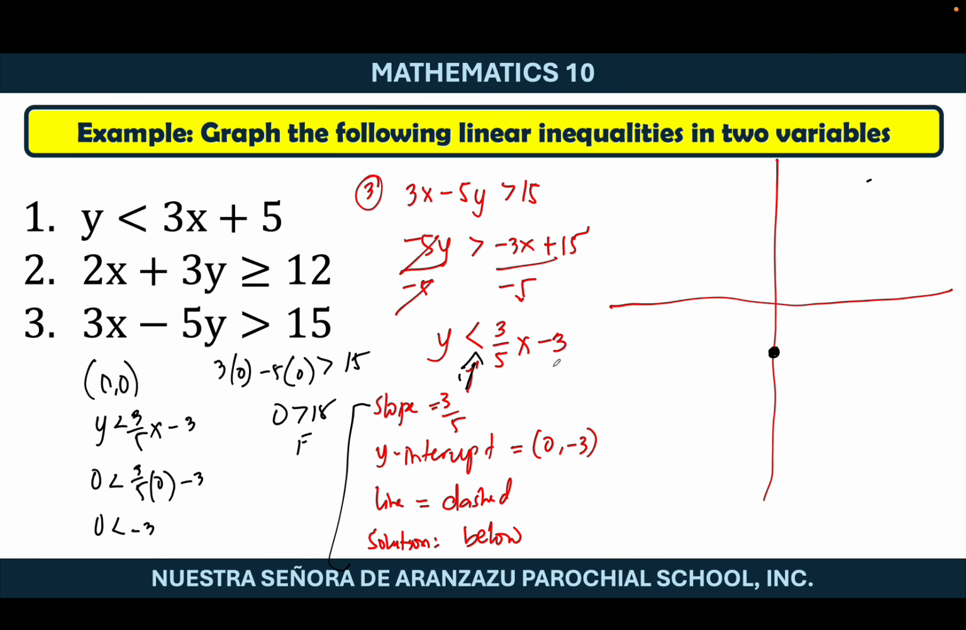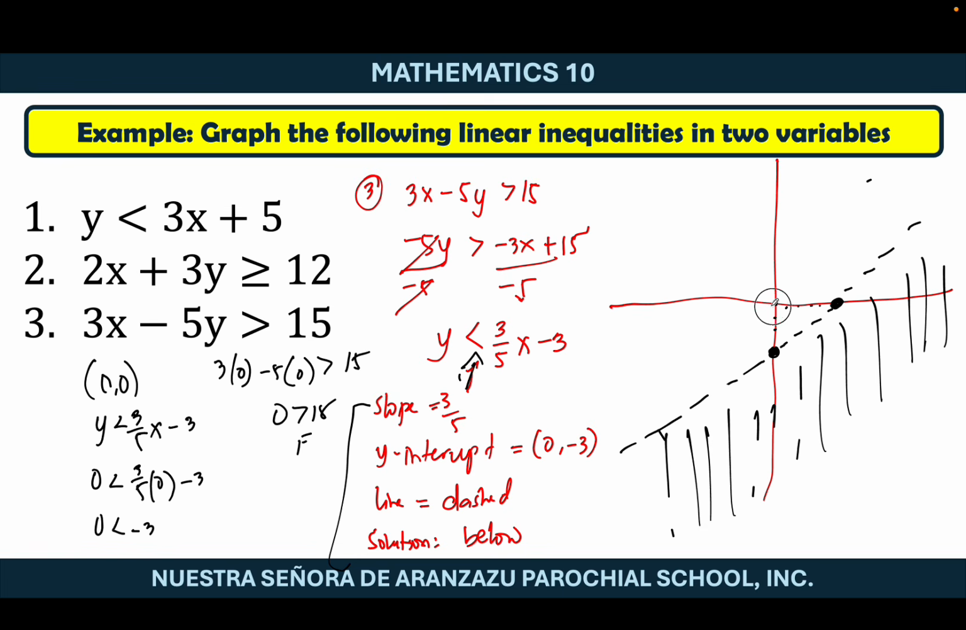Okay? Then, ang slope natin is 3 over 5. So, we have 1, 2, 3. Wait lang, ano nga to? Negative 2, negative 1, 0. Then, magmo-move ka ng 5. 1, 2, 3, 4, 5. So, ito yun. Then, pag connectin gamit ang dash line, dapat putol-putol na lang yan. Then, ang may shade below. Okay, tama naman to.